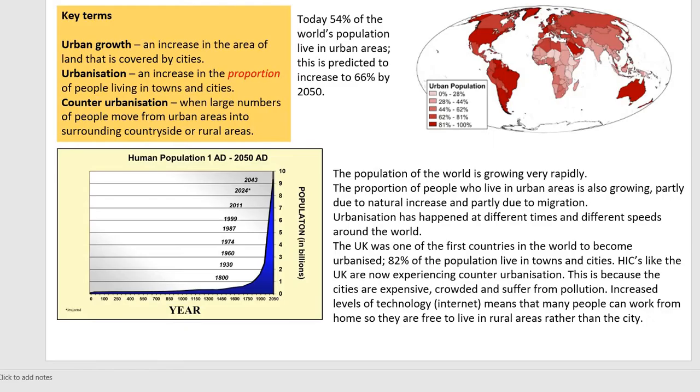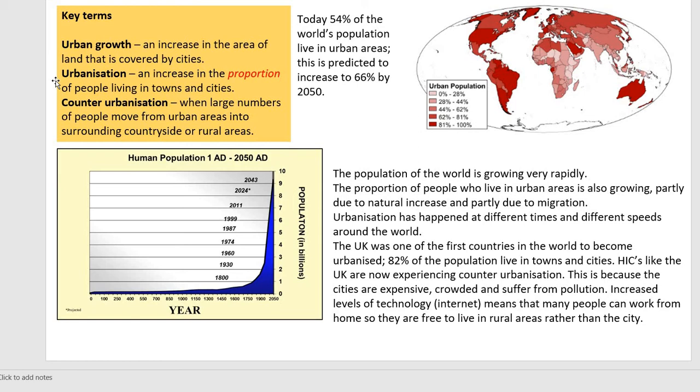The first thing that I just want to go through with you is on slide 4, and it's this key term, urbanisation. When a lot of students are asked what urbanisation is, they will say that it's the growth of towns and cities. Unfortunately, it isn't quite that simple. Urbanisation is an increase in the proportion of people living in towns and cities.